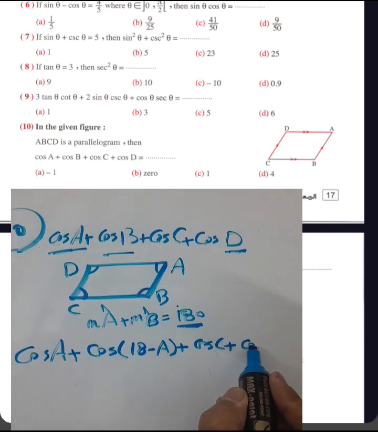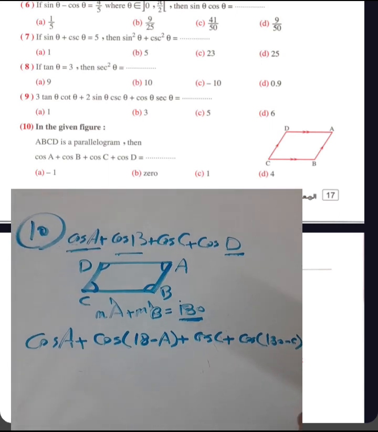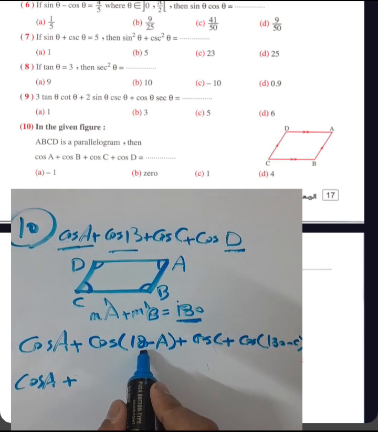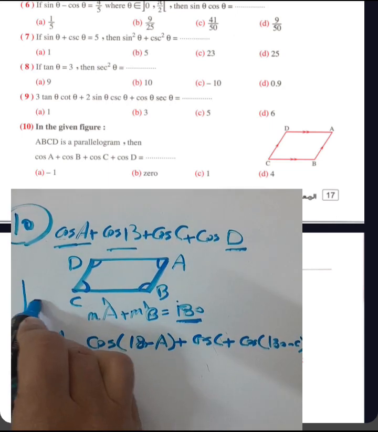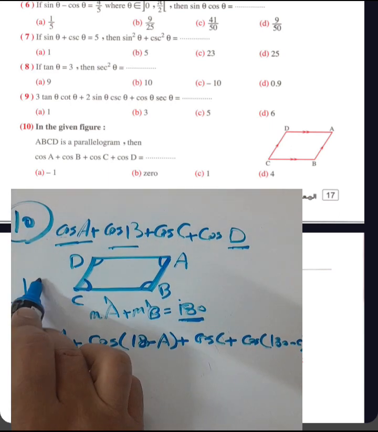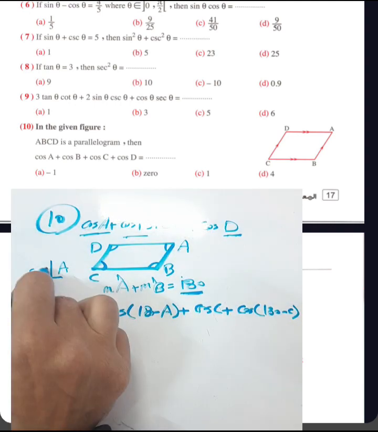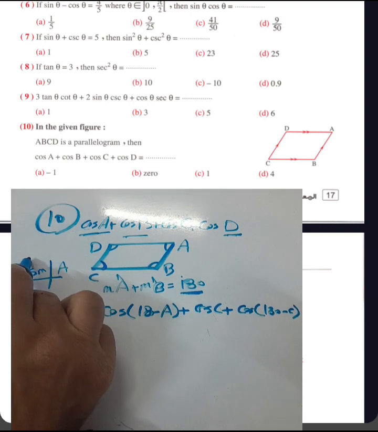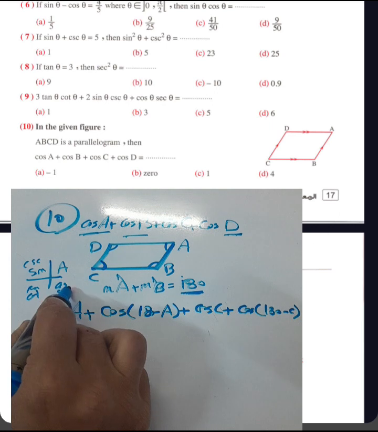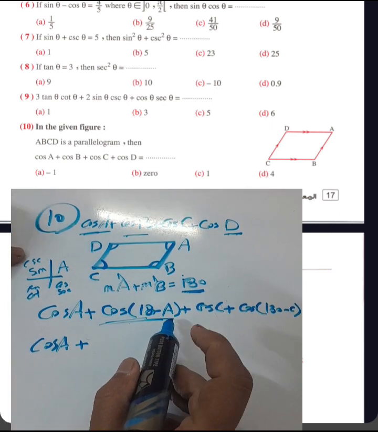Right? Cosine of 180 minus C, and then write cosine A plus cosine of 180 minus A. This lies in the second quadrant. In the second quadrant cosine is negative, because in the first quadrant all are positive, in the second sine and its inverse cosecant, in the third tan and cotan, and in the fourth cosine and secant. Then cosine of 180 minus A lies in the second quadrant, so it will be negative.